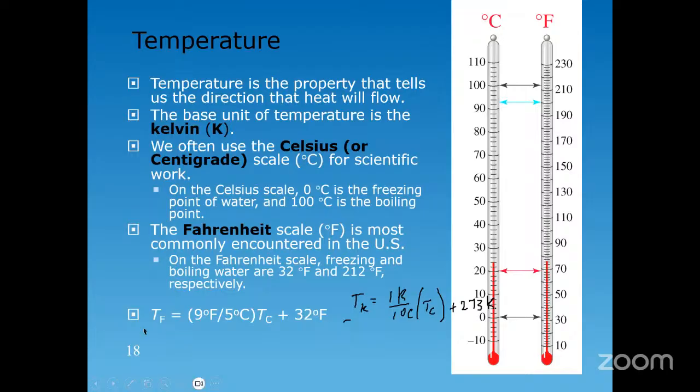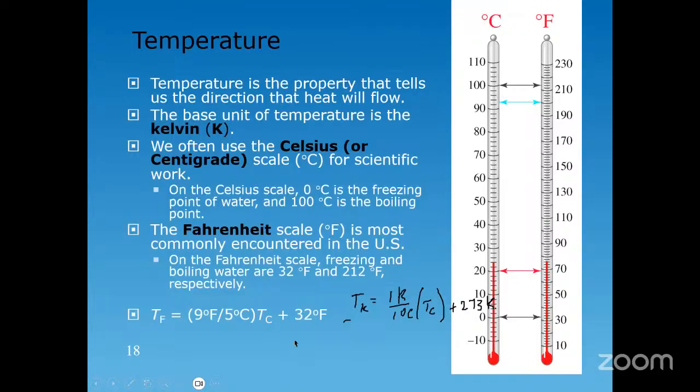So this equation here shows you the relationship between the temperature in Fahrenheit and the temperature in Celsius, right? TF, which is the temperature in Fahrenheit, is equal to 9 degrees Fahrenheit over 5 degrees Celsius times the temperature in Celsius plus 32 degrees Fahrenheit, right? So if you want to find the temperature in Fahrenheit, you simply plug the value in for the temperature in Celsius, and that gives you the temperature in Fahrenheit.